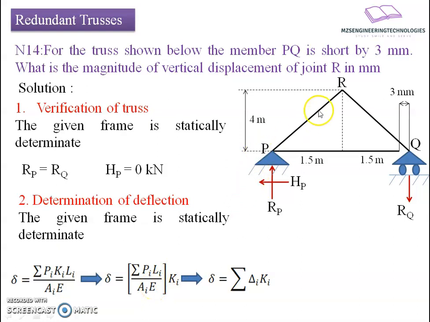If I assemble the deformation of all the members of the truss and multiply by the unit load effect, the unit load coefficient here, I am going to get the displacement of the entire truss. So we can write here the summation of delta i into k i. Now I will utilize this equation to find the total displacement of the system.